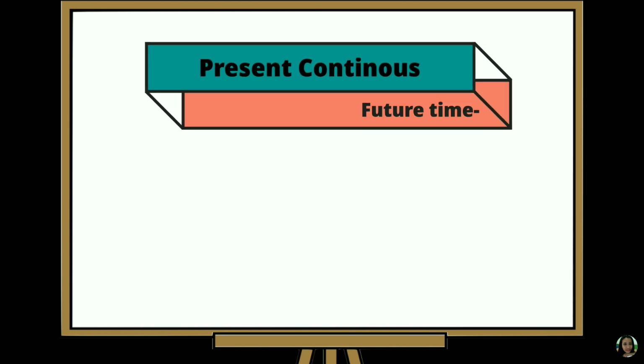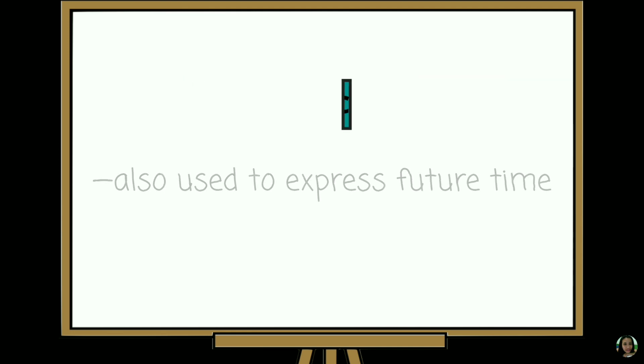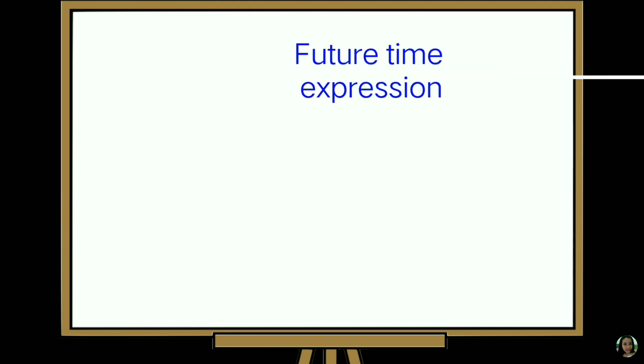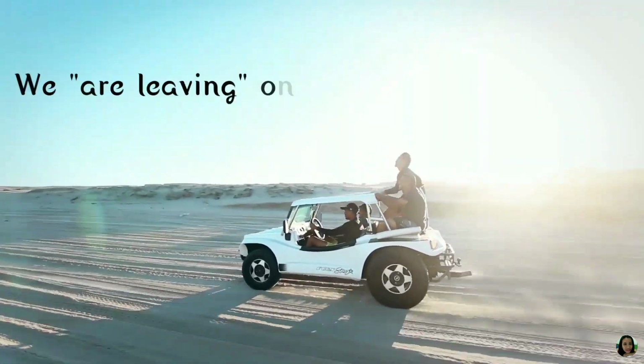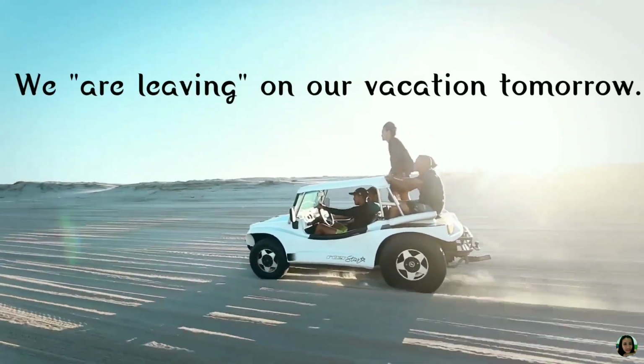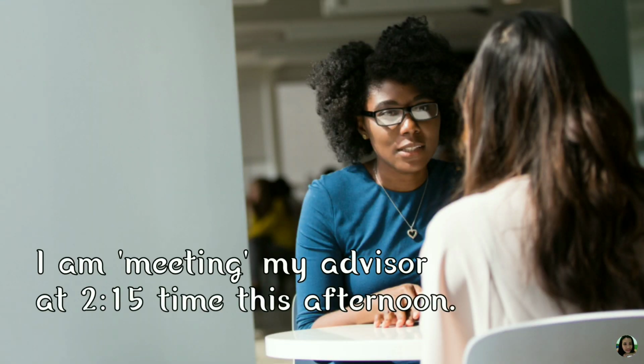Next, present continuous. The present continuous tense is also used to express future time. Normally, a future time expression like tomorrow, next week, this week, or this evening is necessary to convey the future meaning. For example, we are leaving on our vacation tomorrow. I am meeting my advisor at 2:15 p.m. this afternoon.